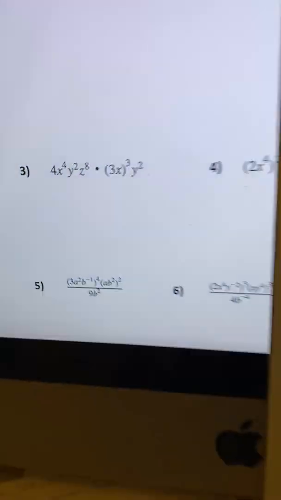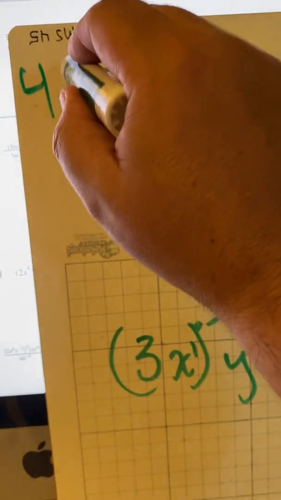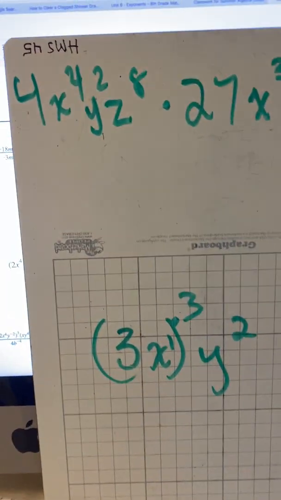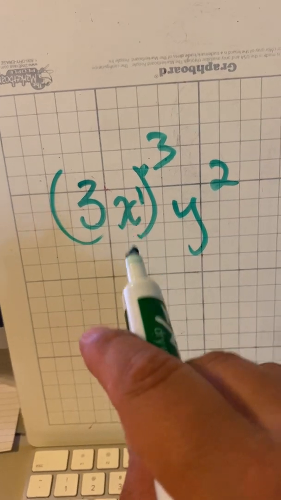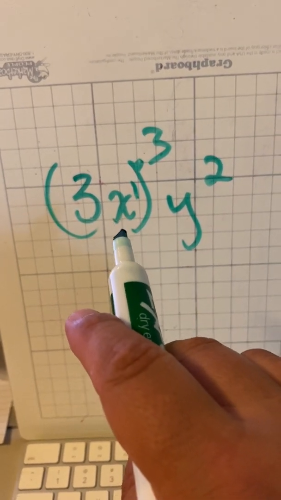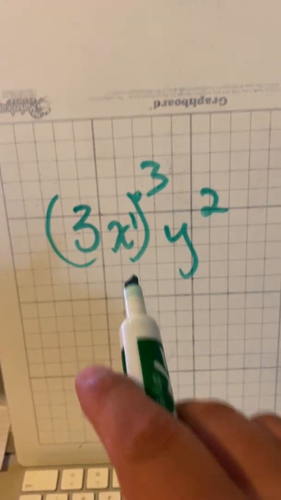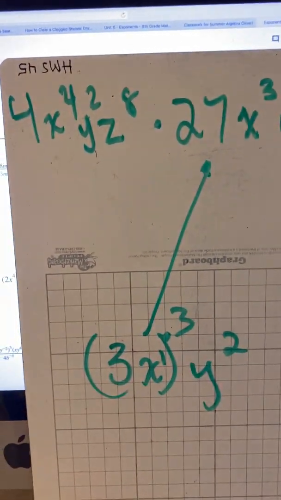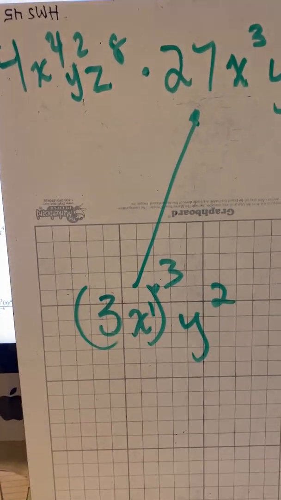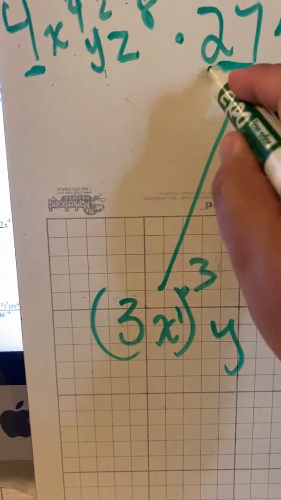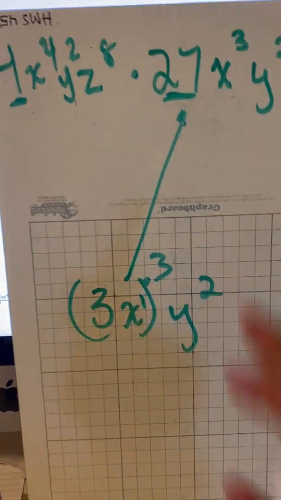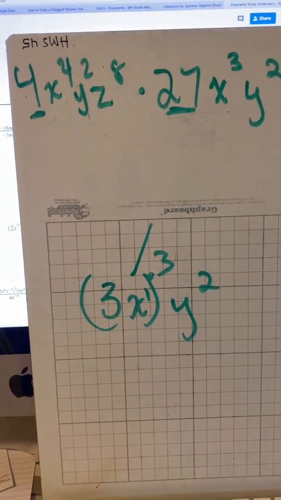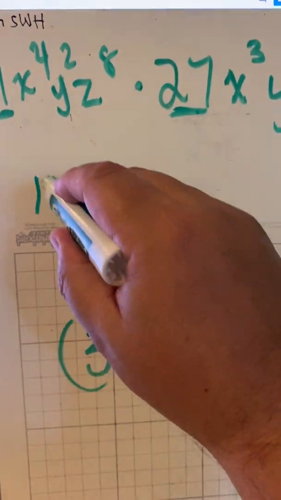Now, the original problem, x to the fourth, y to the second, z to the eighth, and it's a multiplication problem. Now that I've simplified that with the parentheses there, whoo, that was a tricky one. I forgot about that. Turned that into that. Now I can just multiply. Okay, coefficient times coefficient. 4 times 27. 4 times 27 should be 108. Okay, not should be. It is 108.